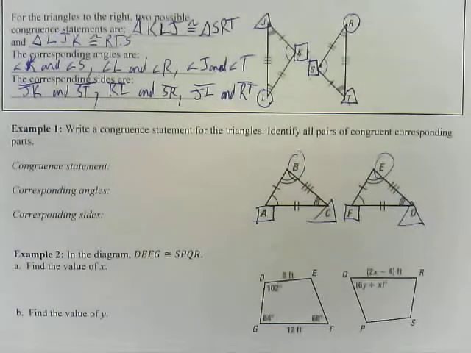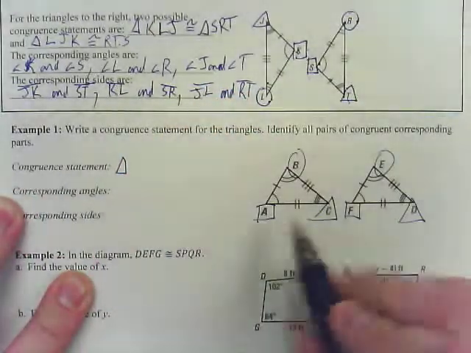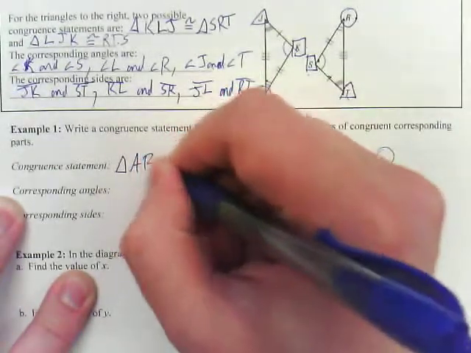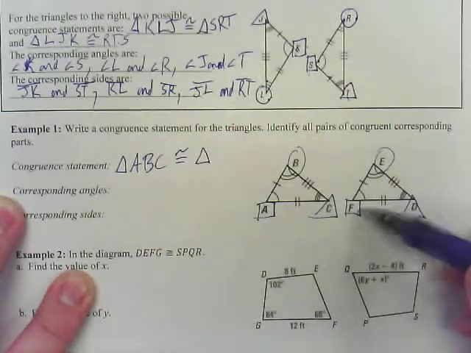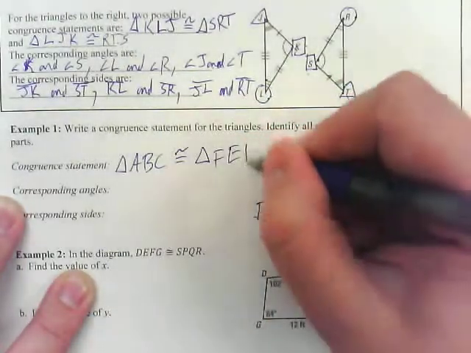Now, luckily enough for us, these are oriented in the same direction, so it's a bit easier to tell what's going on with this. So the congruent statement then, again, we've got several options. I'm just going to go around square, circle, triangle, so that's A, B, C. Then for the second one, again, I have to do square, circle, triangle, so that's F, E, D.